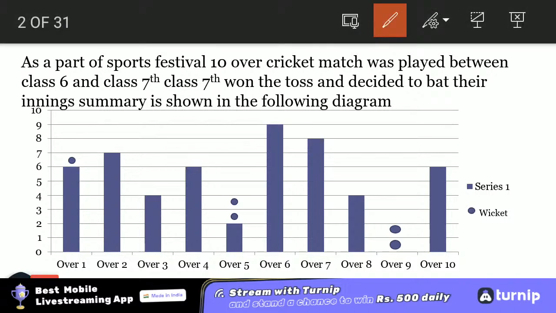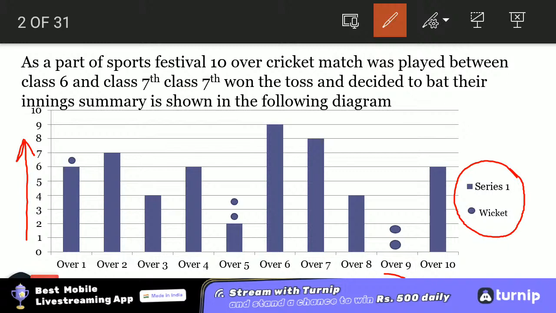In the graph, there are two pieces of information given towards the right, that is the series and the wicket. The wicket is shown by the dot and the series is shown by the graph line. The different runs scored by the children are given on the left side, our y-axis, and overs are mentioned on the horizontal axis, that is our x-axis. So we will be dealing with different questions regarding it.